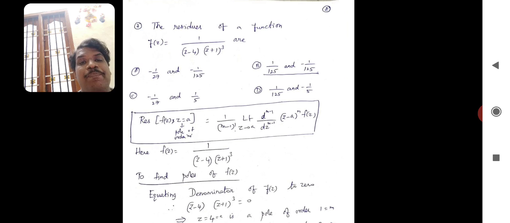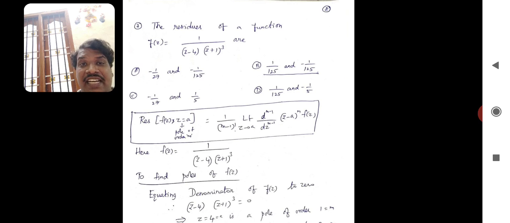So my first step is I want to find what are the poles of the function f of z. To find poles of the function f of z, a simple way is you take the denominator of the function f of z, equate it to 0 and solve for z. So here the denominator of f of z is (z minus 4) into (z plus 1) the whole cube equals 0. When I solve these two factors, I am getting two poles. When I solve the first factor, I am getting z equals 4, which is a pole of order 1, or I can say it is a simple pole of f of z.